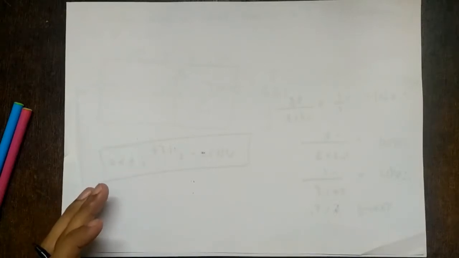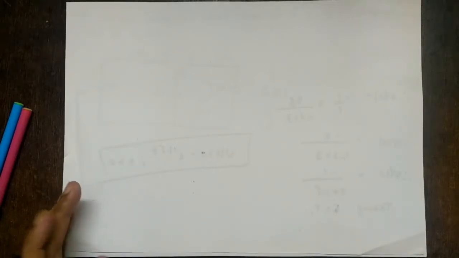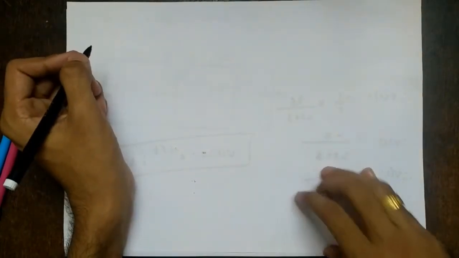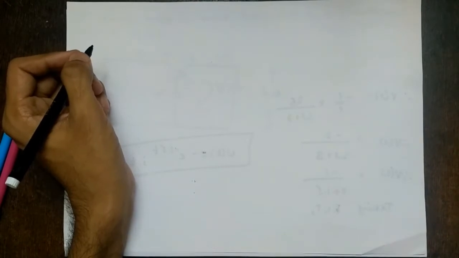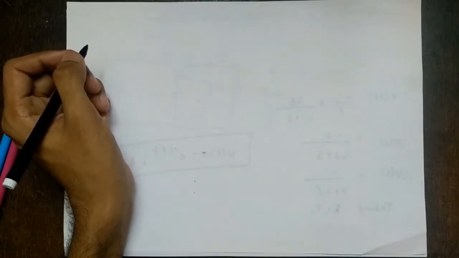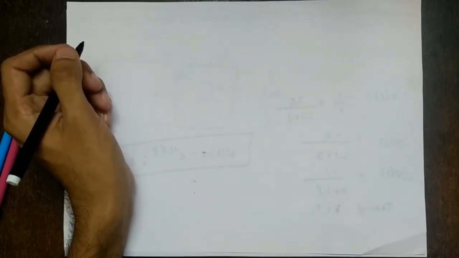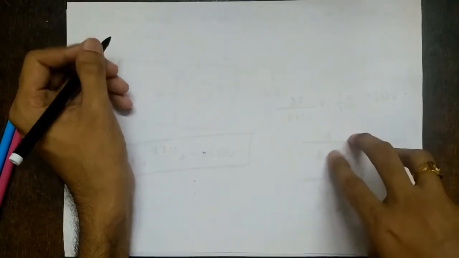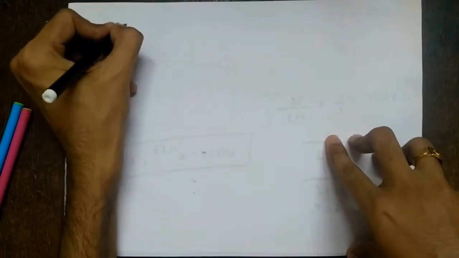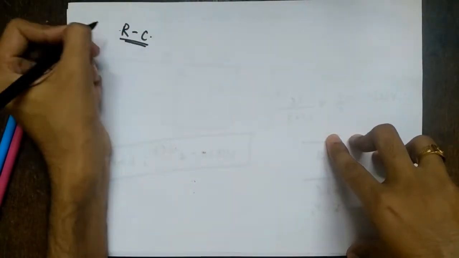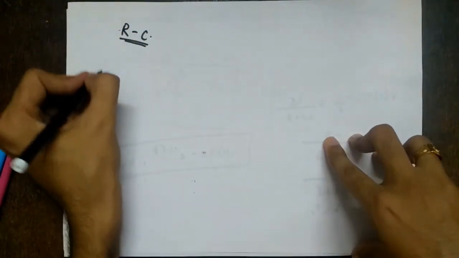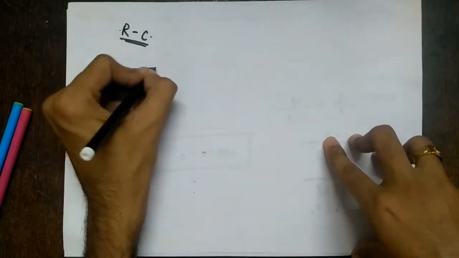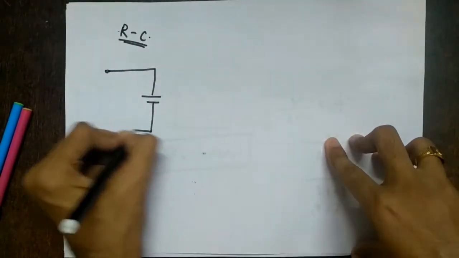So yesterday we started with frequency domain analysis of RL circuits. So that is resistor and inductor circuits, right? Now let's proceed further to frequency domain analysis of, obviously, resistor capacitor circuits. So we'll have a capacitor and no inductor because it is just an RC circuit.